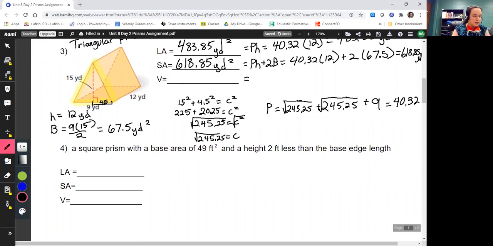And then we need to find our volume. And again, our formula for volume is area of base times our height. Area of base is 67.5 times our height, which is 12. And that equals 810 yards cubed.